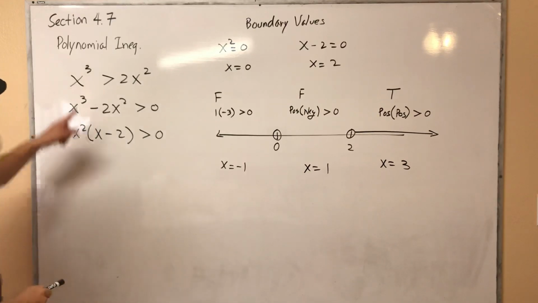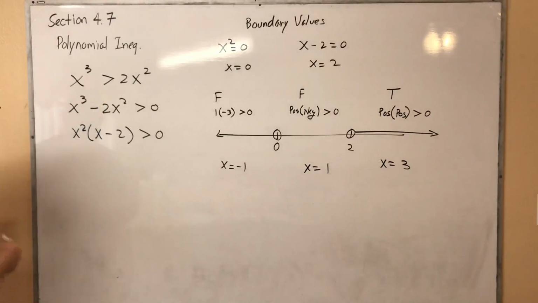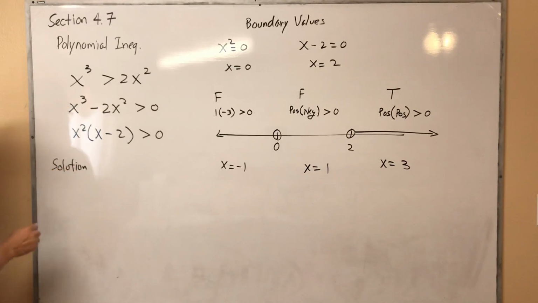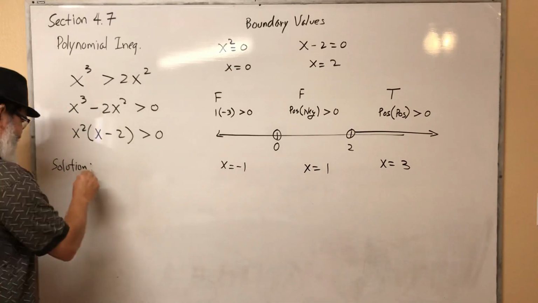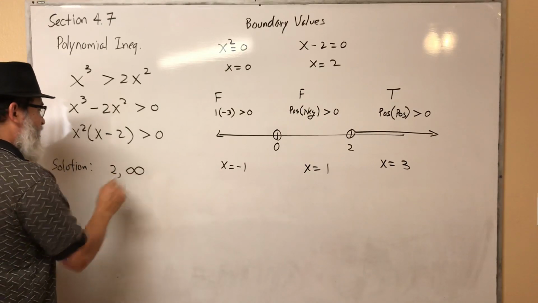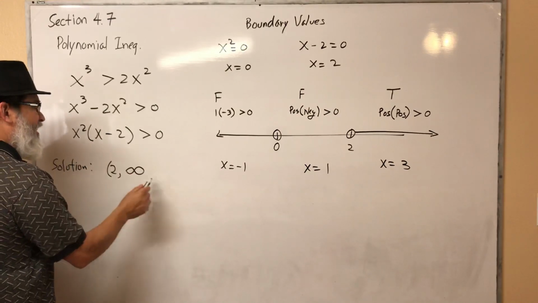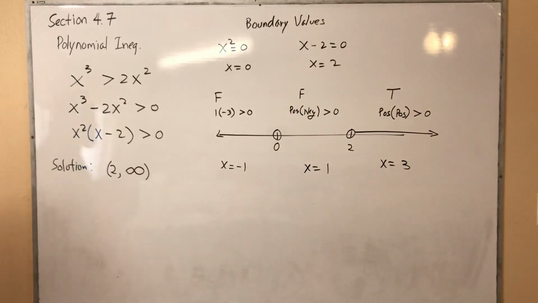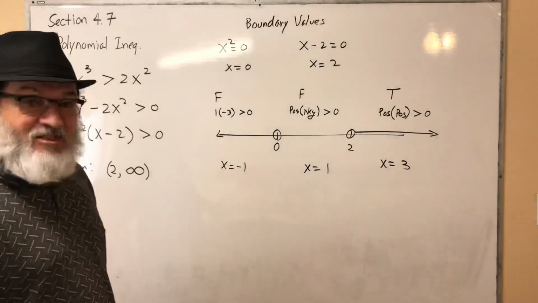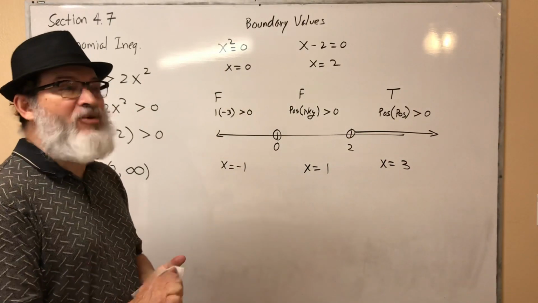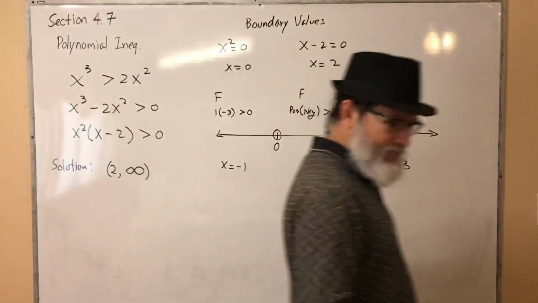So what's the solution to this inequality? What's the solution? From 2 all the way up to infinity, excluding. That's the solution, okay? All right, it's section 4.7. I'm gonna go in a few seconds into section 4.8, okay? I'm gonna stop this now.